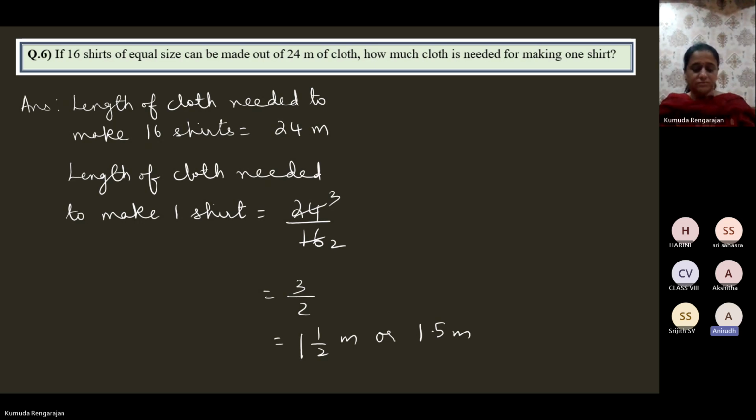Ma'am, can we write like 3 by 2 meters, 1 1 by 2, like anything? Yeah. Ma'am, I will write it as 1.5 meters. Okay.